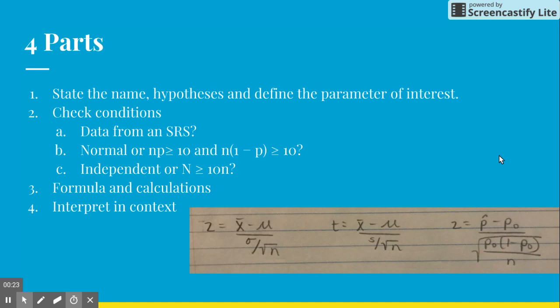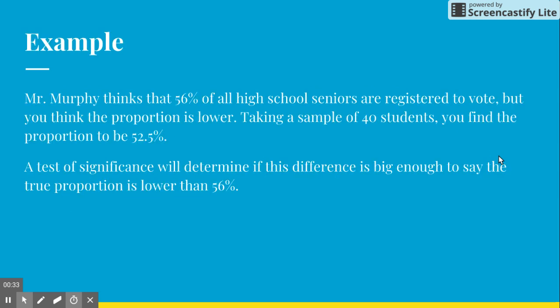Then you check your 3 conditions. Then you pick a formula and show your calculations. And then in the last step, you interpret your findings in context.